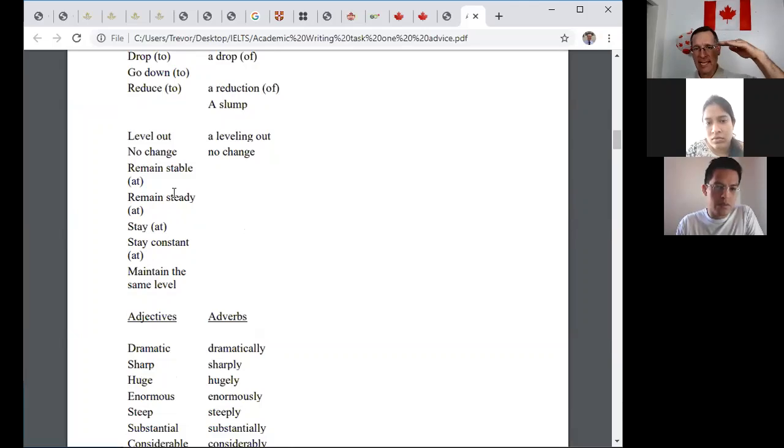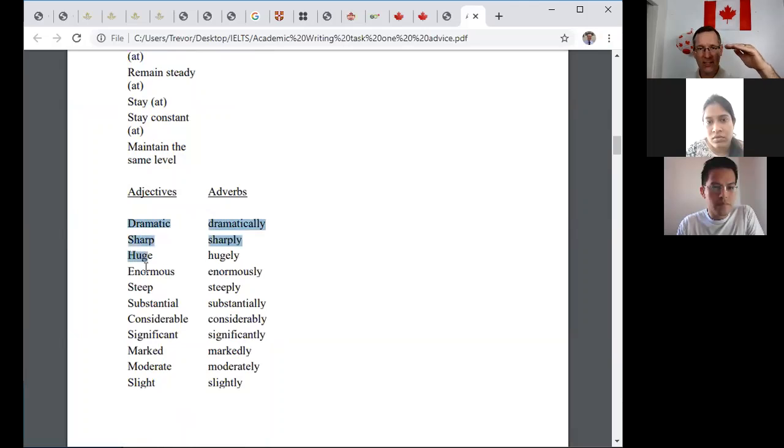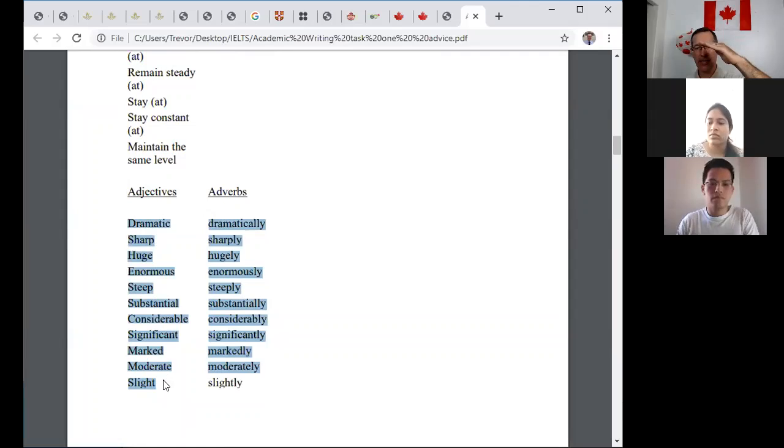It can remain the same or stay steady, and then we can add adverbs, depending on what's happening. Is it going up slightly, or is it going up steeply? Was there a dramatic drop, or was there just a moderate drop? So these are different words that you can put in to explain in more detail what's happening with the trends in the graphs.